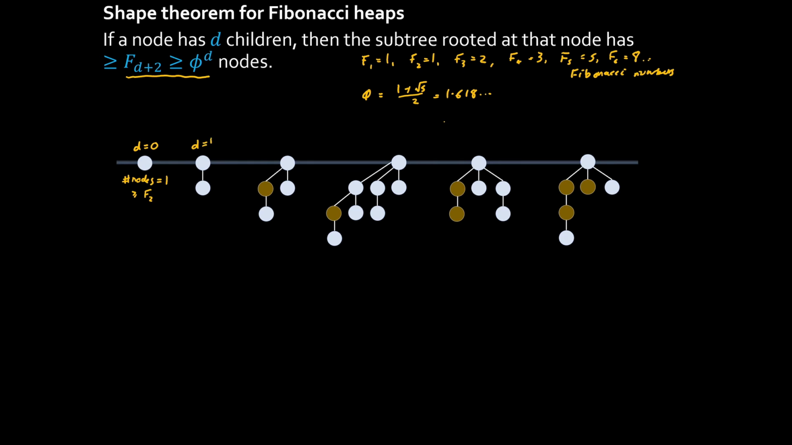D equals 1. The number of nodes in this tree is equal to 2. Theorem says it should be at least F3. F3 is equal to 2. Yes, good, the theorem worked. Here, D equals 2. The number of nodes in the tree is equal to 4. Theorem says that this should be at least F4. F4 is equal to 3. Yes, good, it worked.